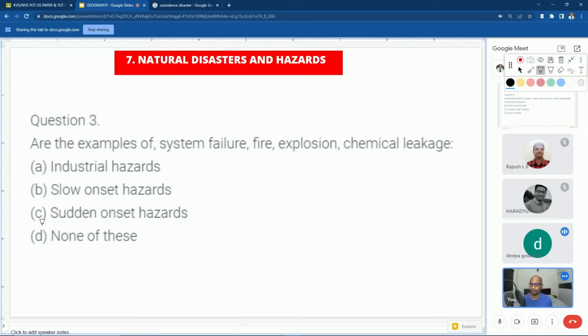Next question to Deepa ma'am. Dash are the examples of system failure, fire, explosion, chemical leakage: industrial hazards, slow onset hazards, sudden onset hazards. So system failure, fire, explosion, chemical leakage will be part of industrial hazards. Yes, sir.